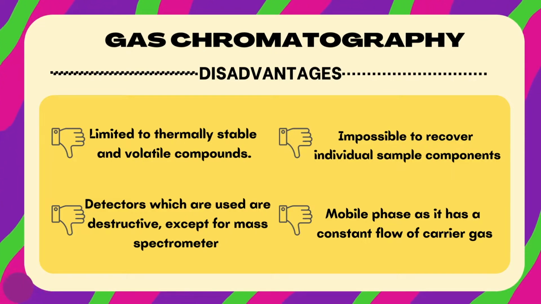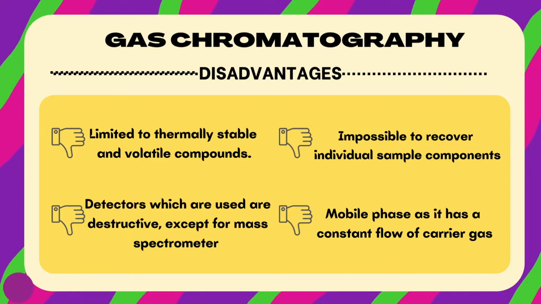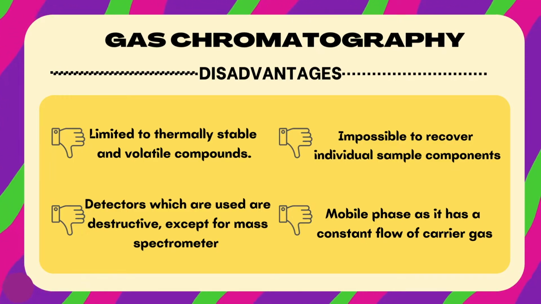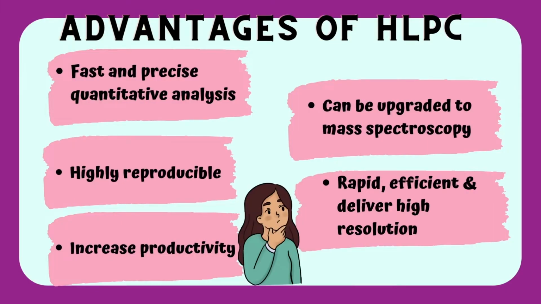In gas chromatography, you can modify the temperature of the column and oven, but you cannot change the mobile phase, as it has a constant flow of carrier gas such as helium and nitrogen. The advantage of HPLC is that it is exceptionally fast and efficient when compared to other chromatographic methods such as TLC.